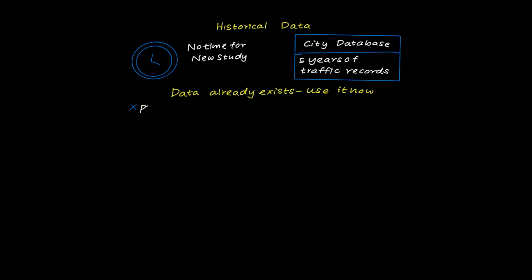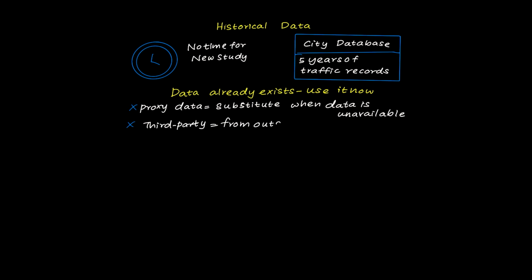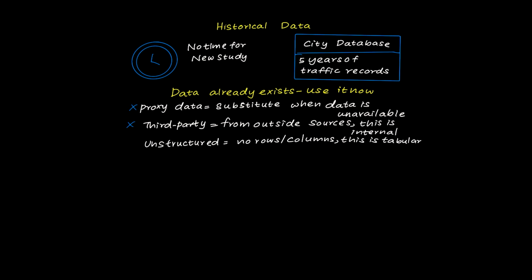Proxy data is a substitute used when the actual data you need isn't available at all. The planner has real traffic records, so there's no need for a stand-in. Third-party data comes from outside sources who didn't collect it directly. These records are internal city data, stored in the city's own system. Unstructured data can't be organised into rows and columns like audio or video files. Traffic records in a database are structured and tabular.